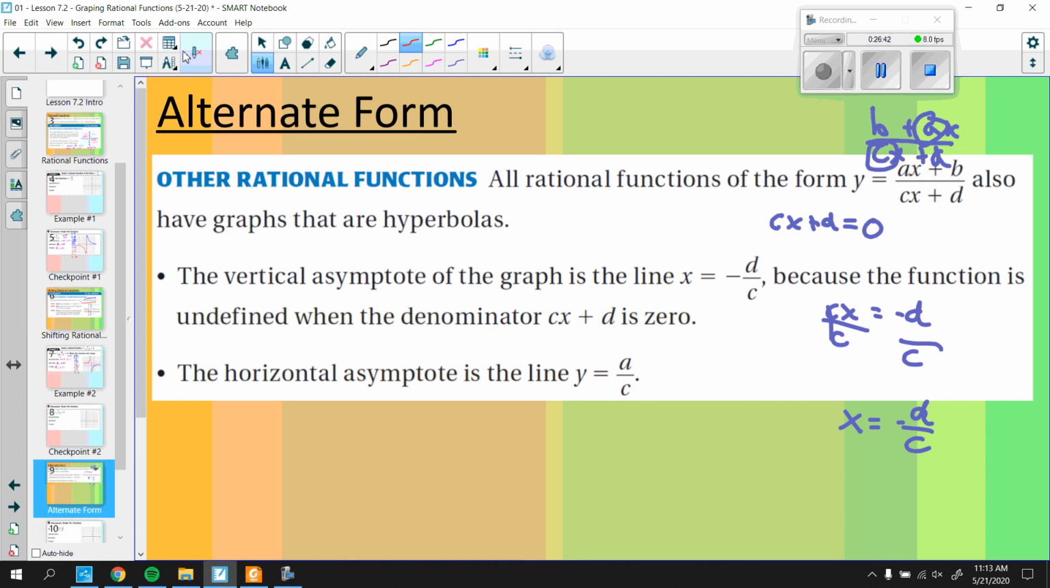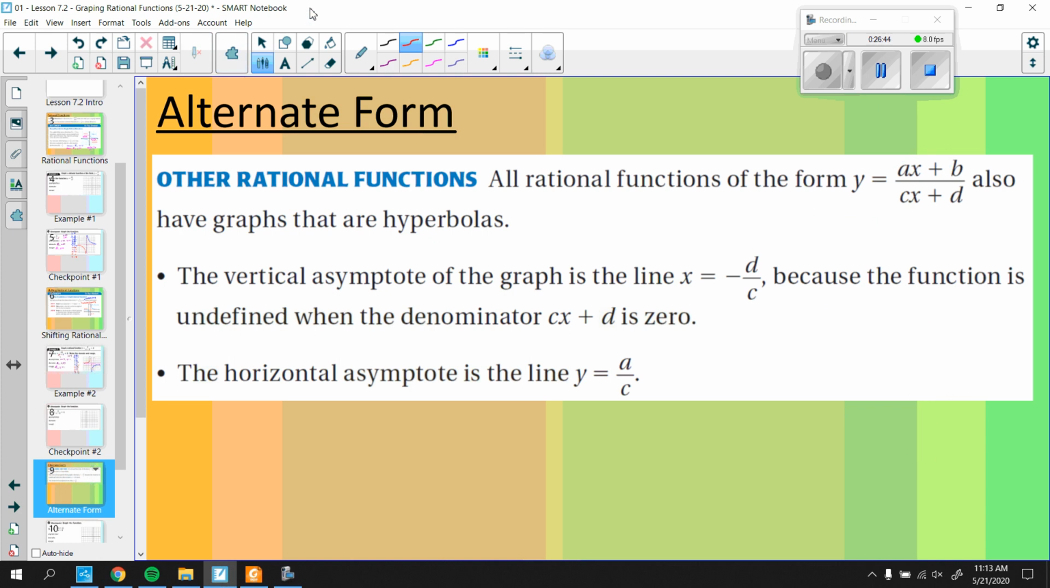Okay, and let me clear all this off here. It involves really a different form. So this first one we were calling simple form. It's just an alternate form. It's not like complicated form or anything like that, but just different.